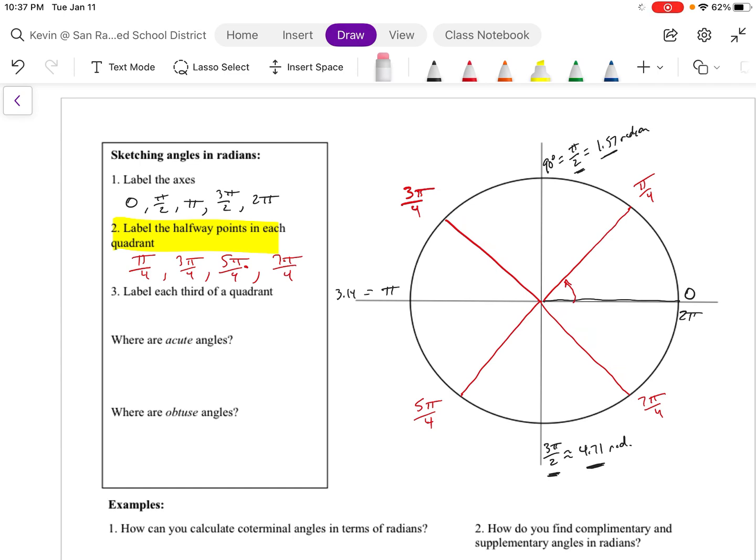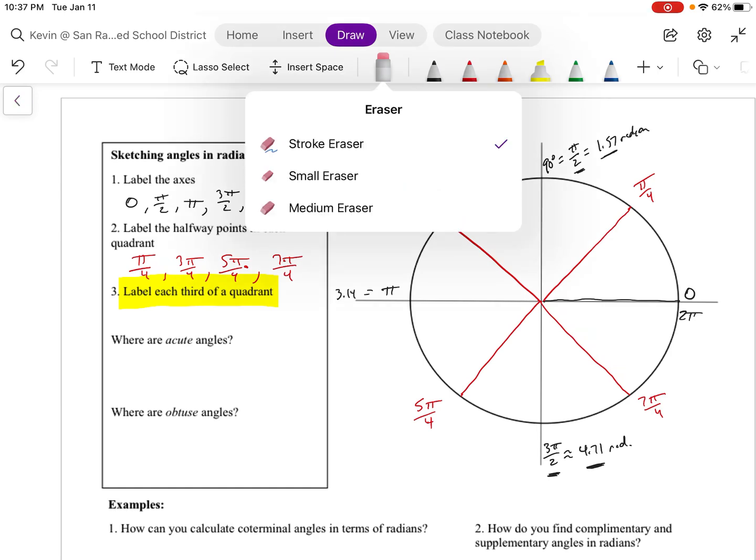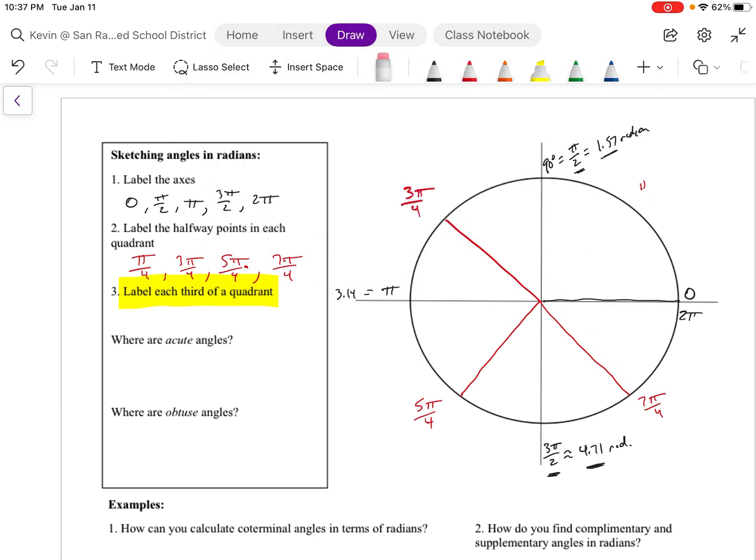Okay. All right, the next part is we're going to label the third of each quadrant. This one's a little bit more difficult. We're going to break each quadrant, instead of breaking it in half. Let me put that back in here. Pi over 4 here. Okay, so I'm going to break it into thirds, though. So now I have 1/3 of the quadrant, and here is the other third of the quadrant.